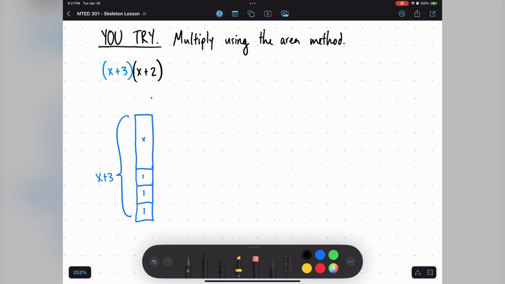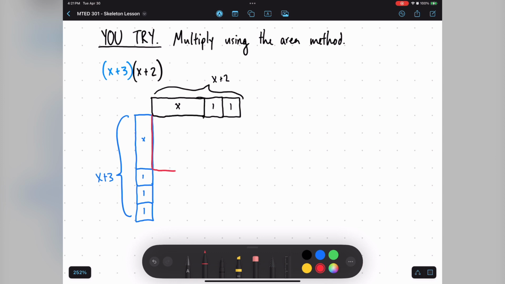Now I need to form x plus 2 using black tiles. So here is x and I'm going to add 2 little 1 by 1 square tiles, and that is all going to represent x plus 2. So now we're going to multiply things together.